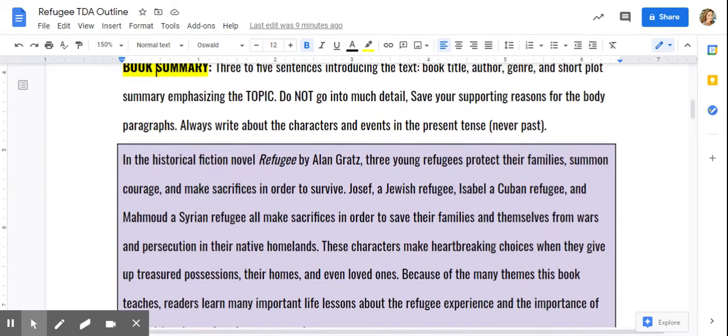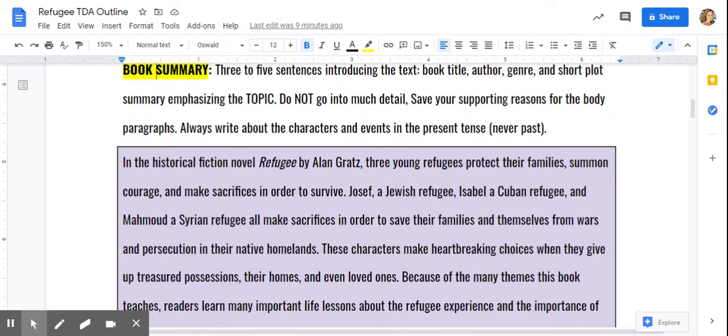So here's my book summary. Notice how I include the title, author, genre, and a quick summary. In the historical fiction novel Refugee by Alan Gratz, there's the genre, title, and author right there. And here comes the summary. Three young refugees protect their families, summon courage, and make sacrifices in order to survive. Notice how I mentioned sacrifices because that's what my whole essay is going to be about.